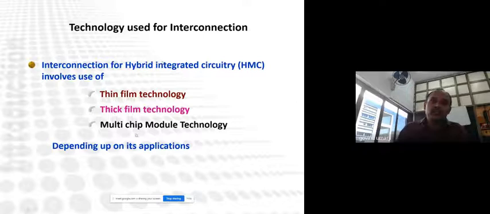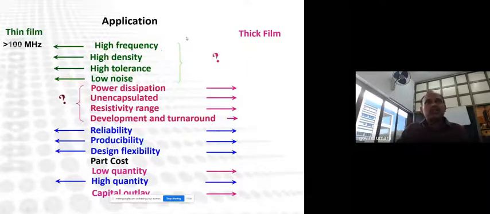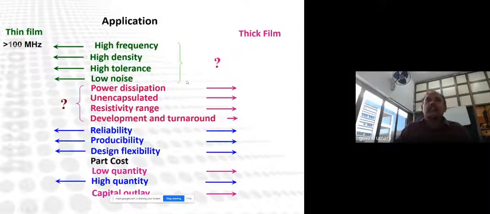So multi-chip modules are there. All these have their own advantage and disadvantage depending upon their application. So what are the properties which decide which technology we have to use? Generally, thin film technology has an advantage when we require high frequency, high density, high tolerance, and low noise applications, where thick film lacks.